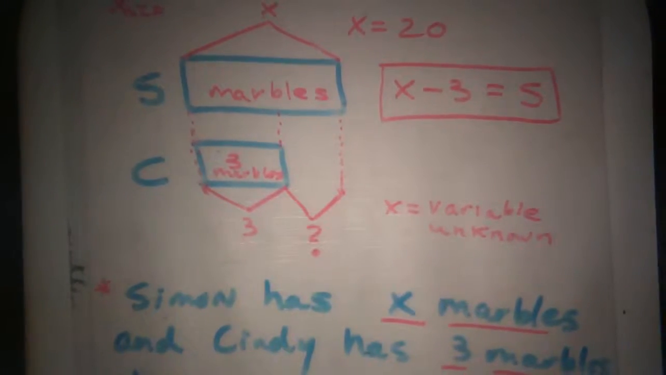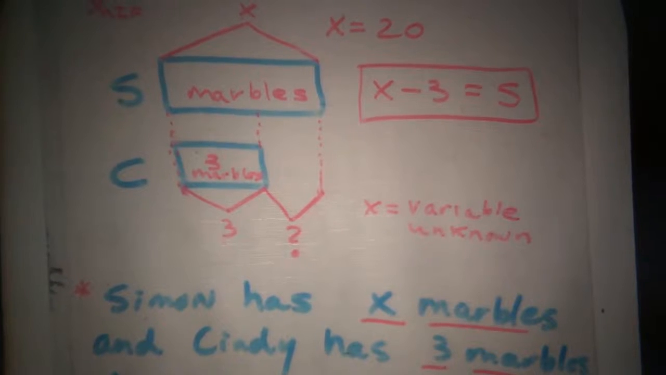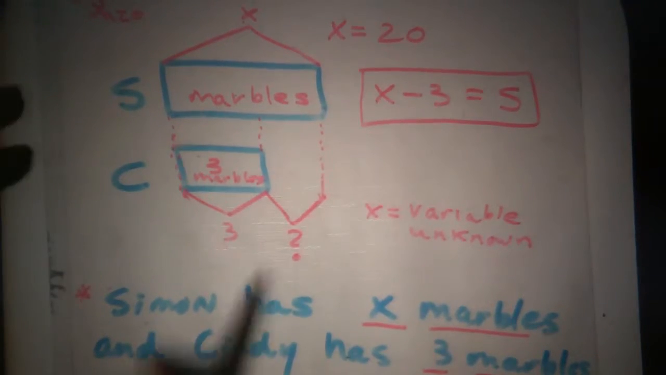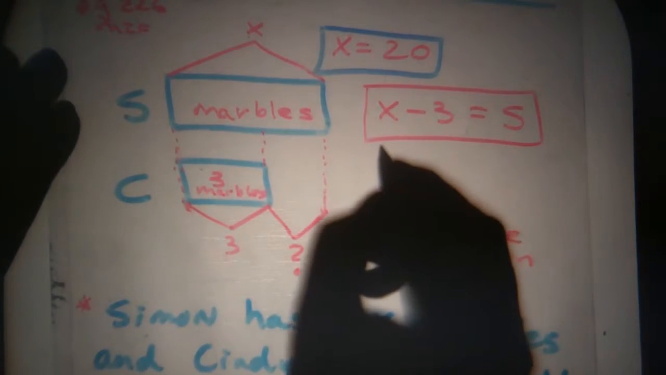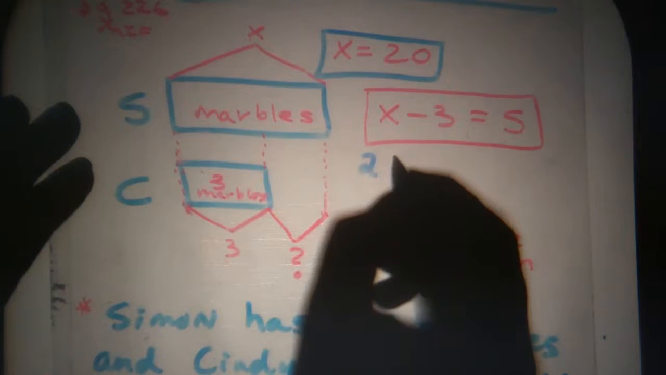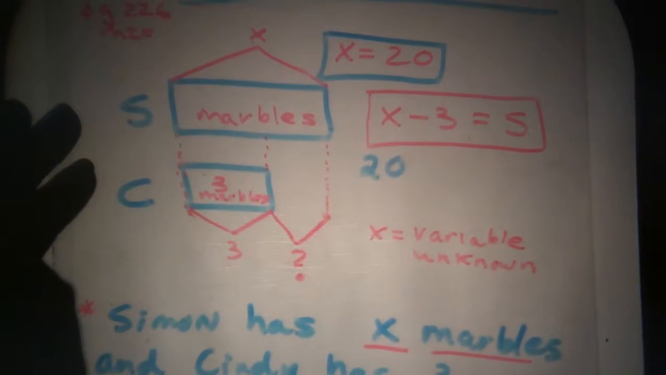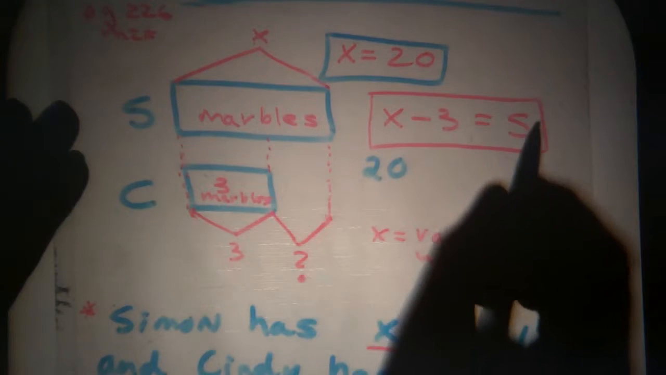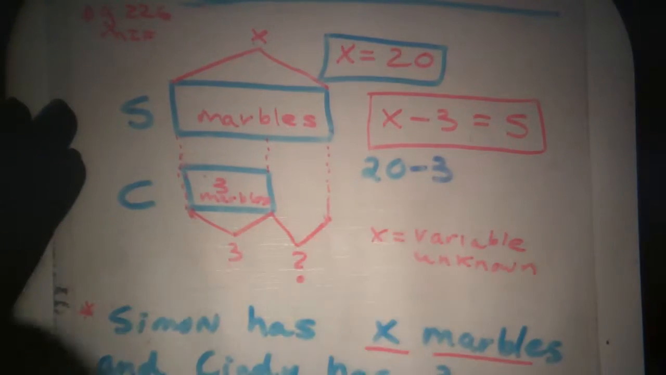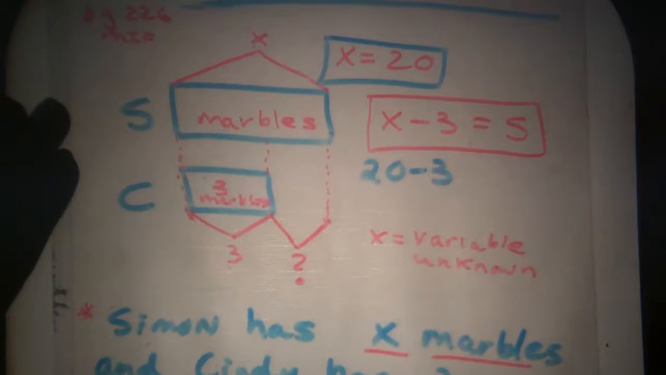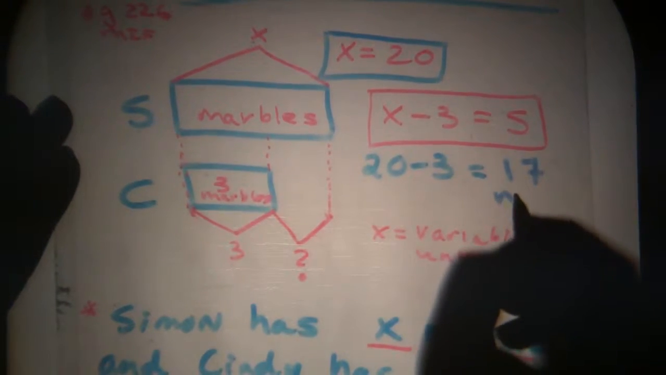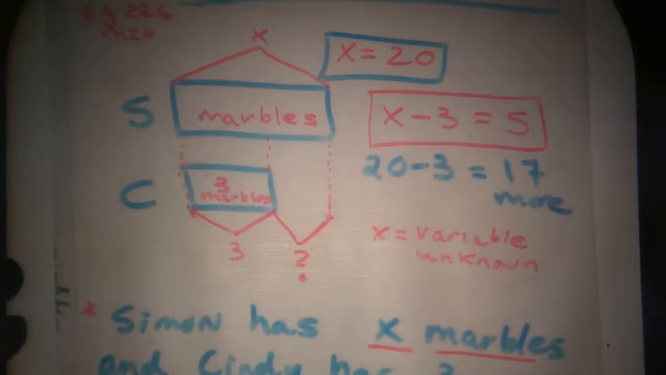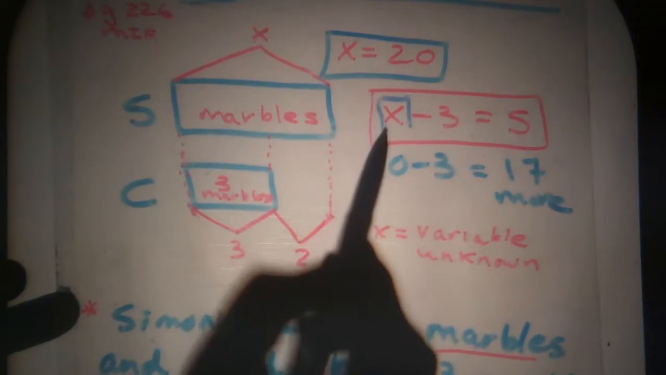Let me now substitute a number. Replace the variable with a number. Let's replace the variable with 20. So if Simon has 20 marbles, we take away the 3 that Cindy has. How many more does Simon have than Cindy? 17 more.